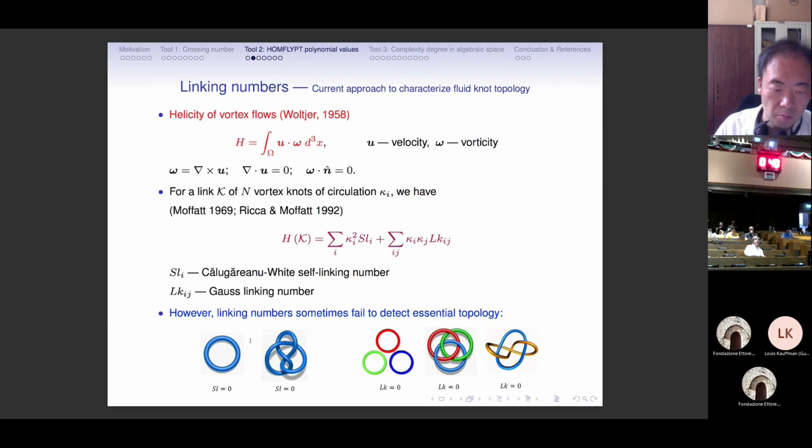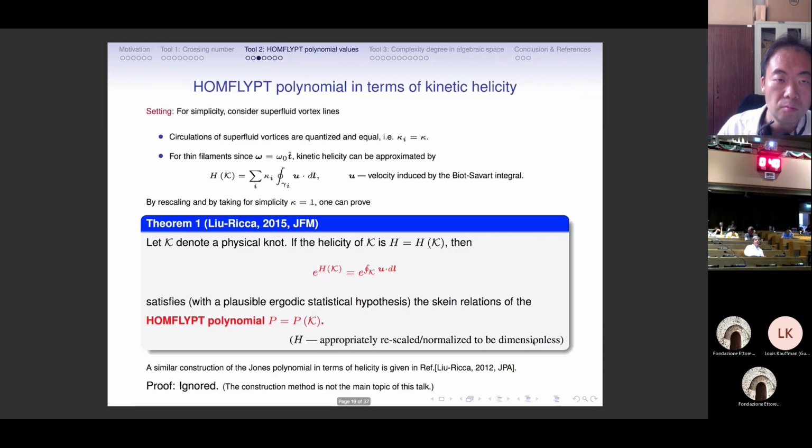For example, self-linking number 0 cannot tell this circle from this figure-eight knot. And the linking number 0 cannot tell this unlink from the Borromean rings and the Whitehead link. So in 2012 and 2015, Renzo and myself wrote two papers giving two theorems about constructing knot polynomials in terms of helicity.